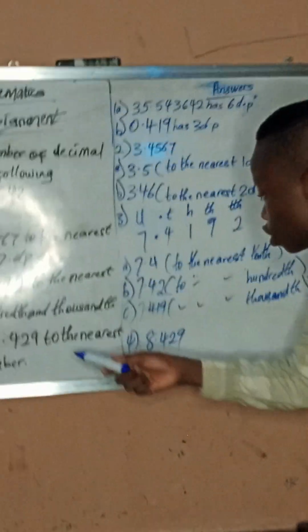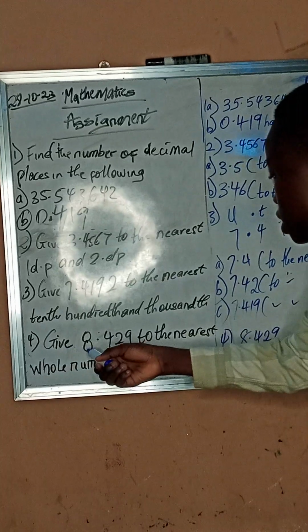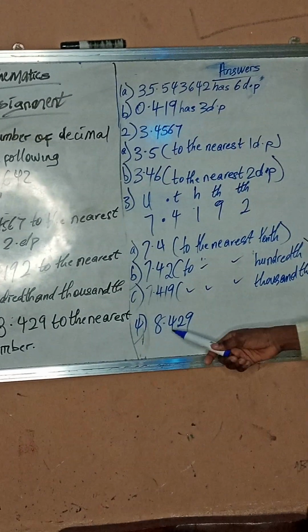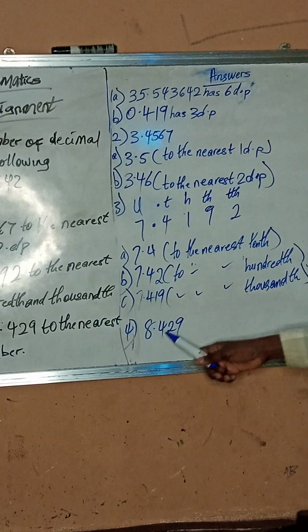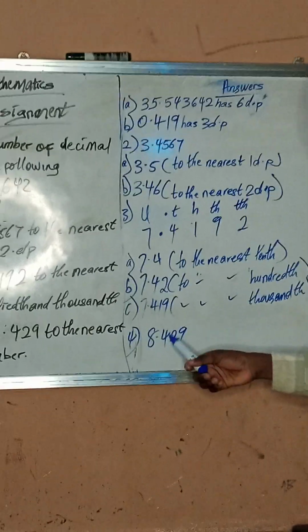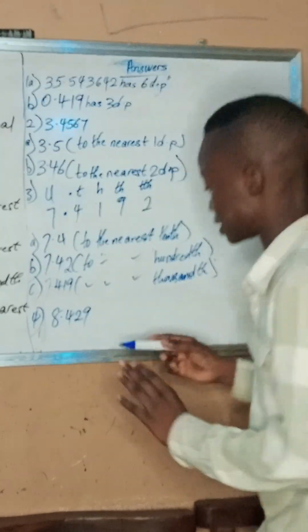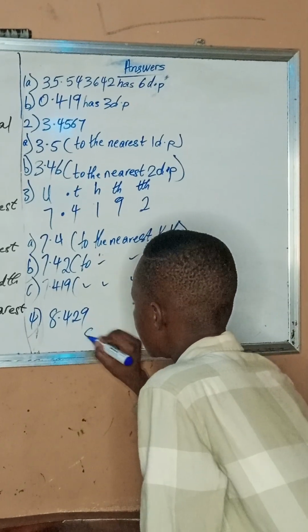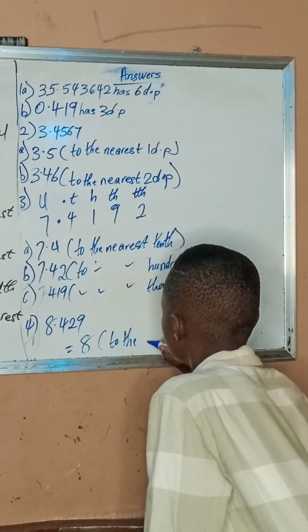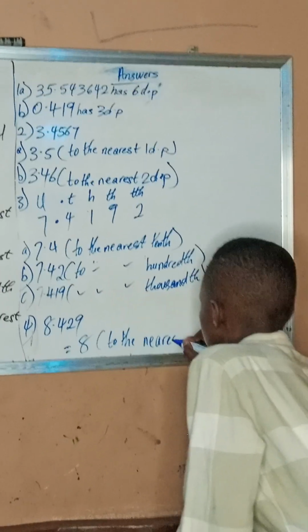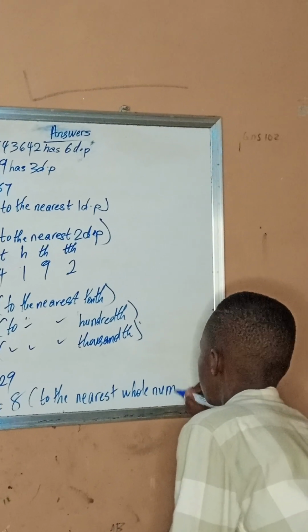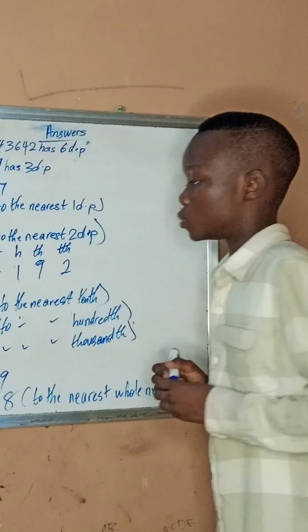Number 4 is: give 8.429 to the nearest whole number. The whole number is the number before the decimal point, which is 8. So the decider is the 10th, that is, 4 is the decider. Is 4 less than 5 or greater than 5? Less than 5, so you disregard the number. So 8 is the answer, to the nearest whole number. So we are done with the assignment.